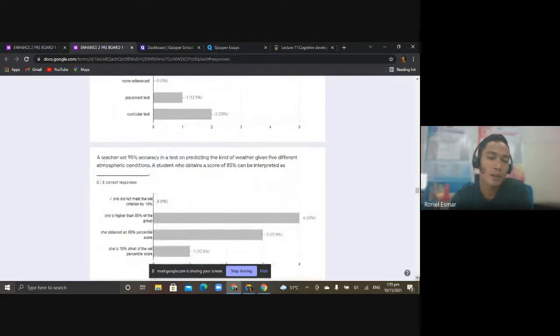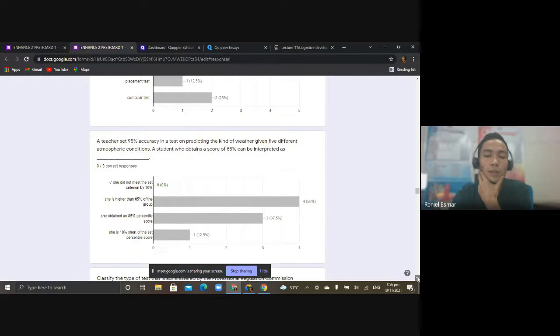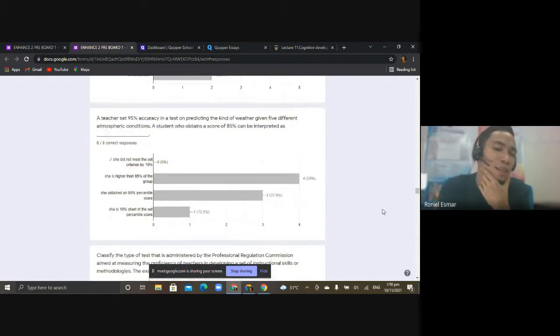Next, a teacher set 95% accuracy in a test on predicting the kind of weather given five different atmospheric conditions. Nag-set daw siya og 95% accuracy. A student who obtains a score of 85% can be interpreted as, wala na ako nabutang ang score. Ay, correct answer. A. She did not meet the set criterion by 10%.